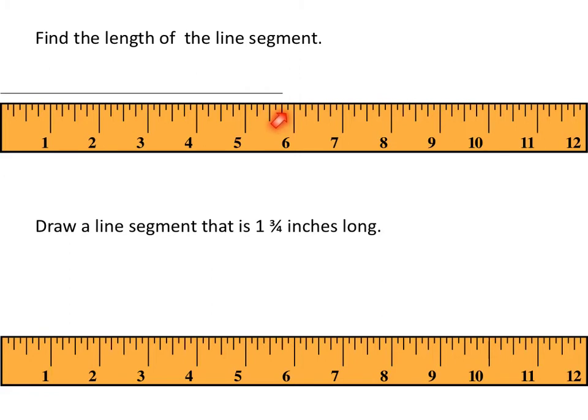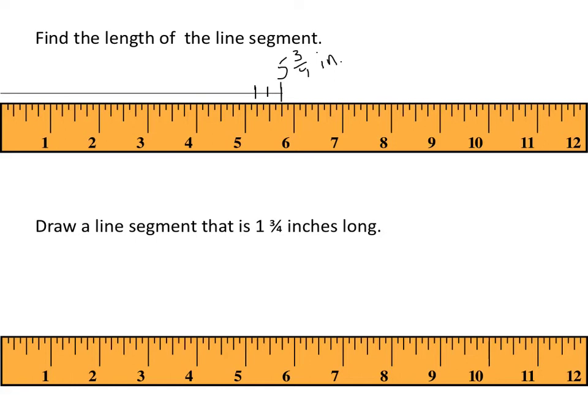So if we do that, we know that here is 5 inches. So we have 5 1/4, 5 1/2, and so this would be about 5 3/4. So that line segment would be 5 3/4 inches long. Now we want to draw a line segment that is 1 3/4 inches long.